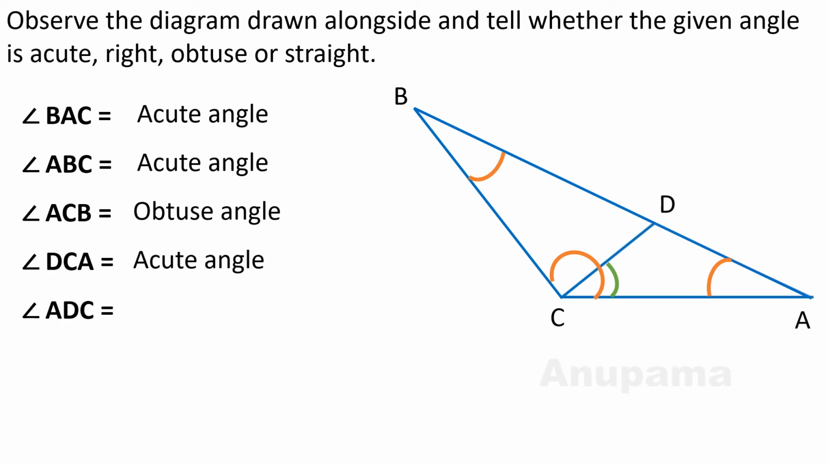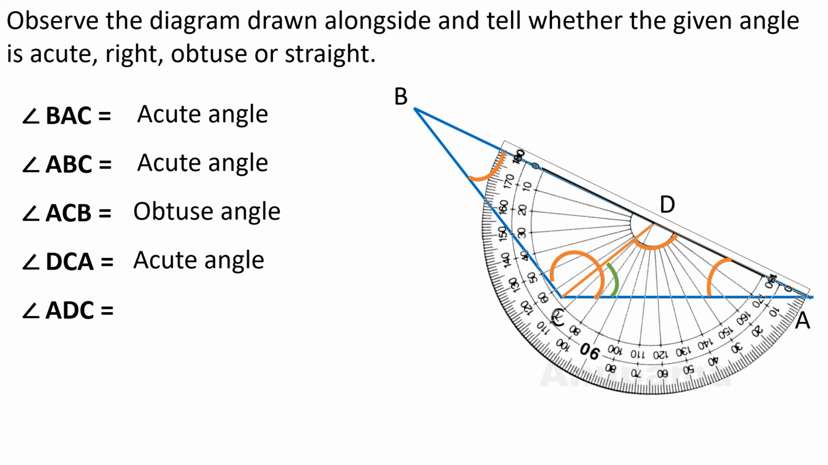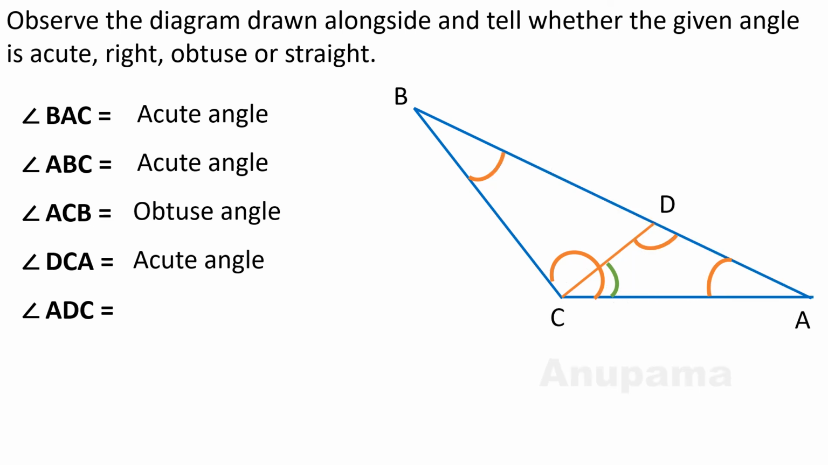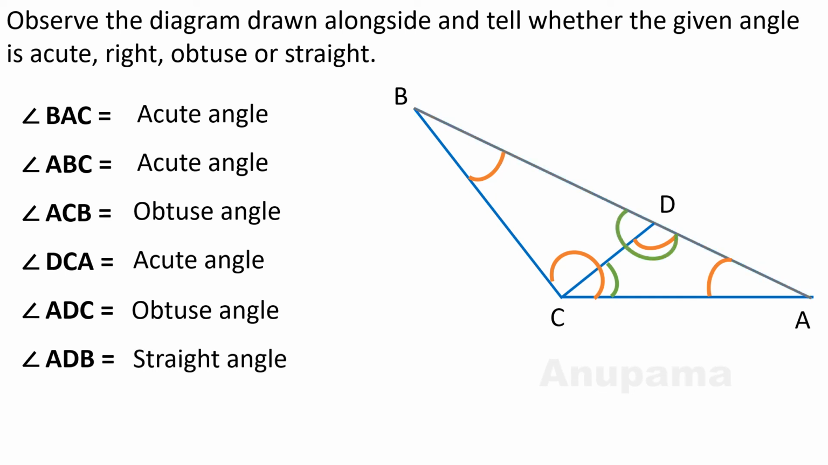And next one is angle ADC. Here is angle ADC, and this one is greater than 90 degree. You can find out when you put a protractor here. You can easily see this one is greater than 90 degree. That's why it is an obtuse angle. Next one is angle ADB. Angle ADB is this straight line, and this straight line means that this angle ADB is a straight angle.